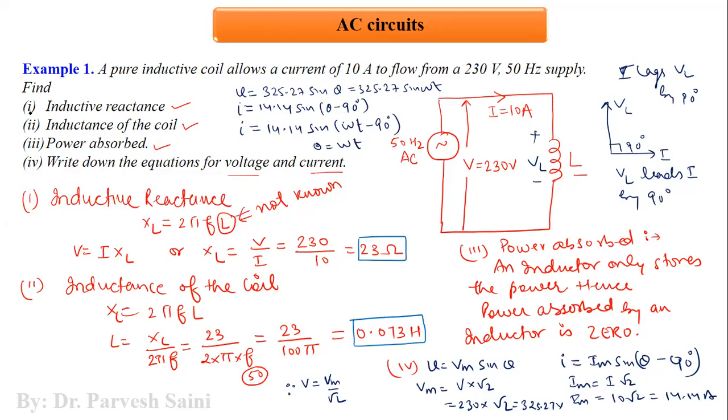So the four things we were supposed to calculate: we have calculated the inductive reactance, the inductance of the coil, and the power absorbed is zero because an inductor does not absorb or dissipate any power. And finally, we have obtained the equation for voltage and current.